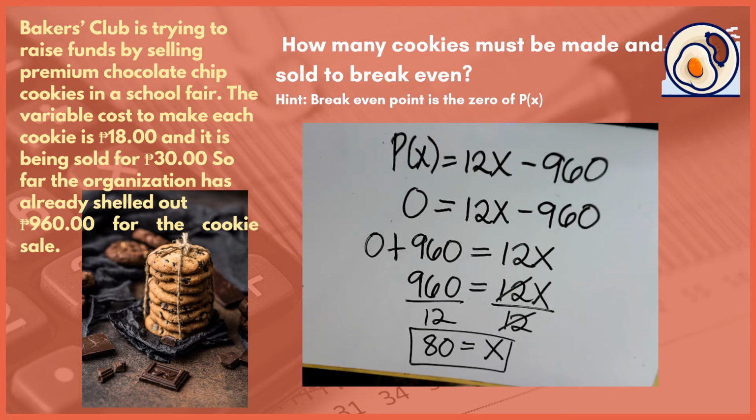Paano kung less than 80 ang naibenta? So, hindi mo nabawi yung inyong pinaka-naging puhunan. Paano naman kapag lumampas sa 80? Doon naman magsisimula yung ating profit o pinaka-kita.